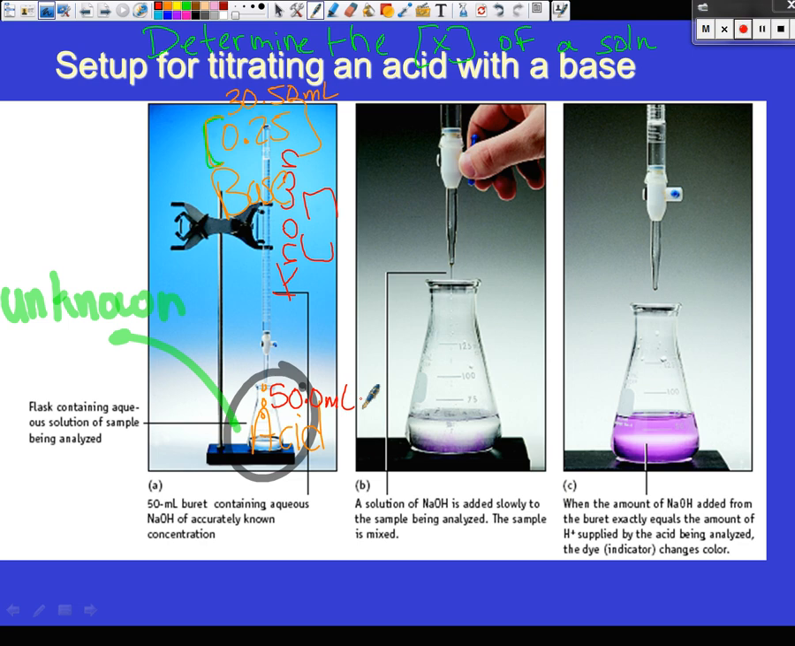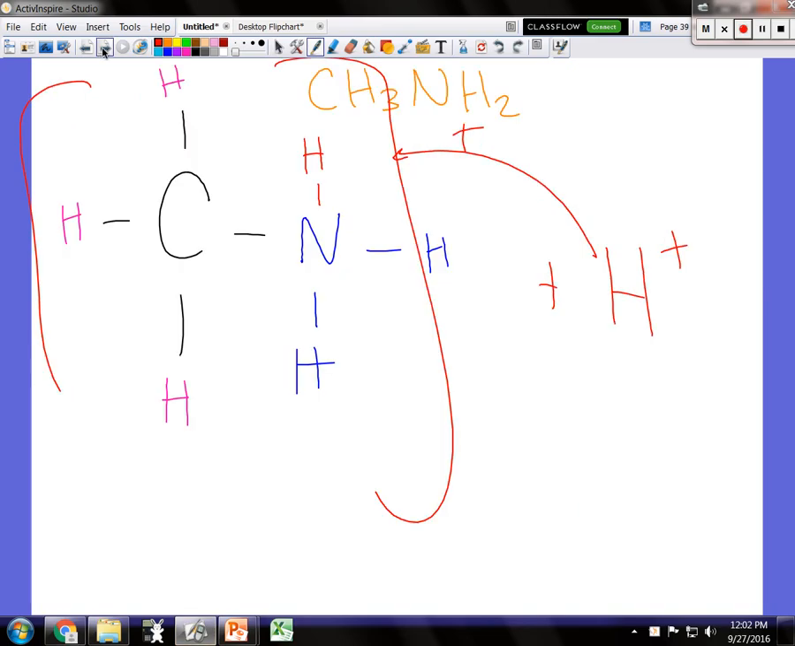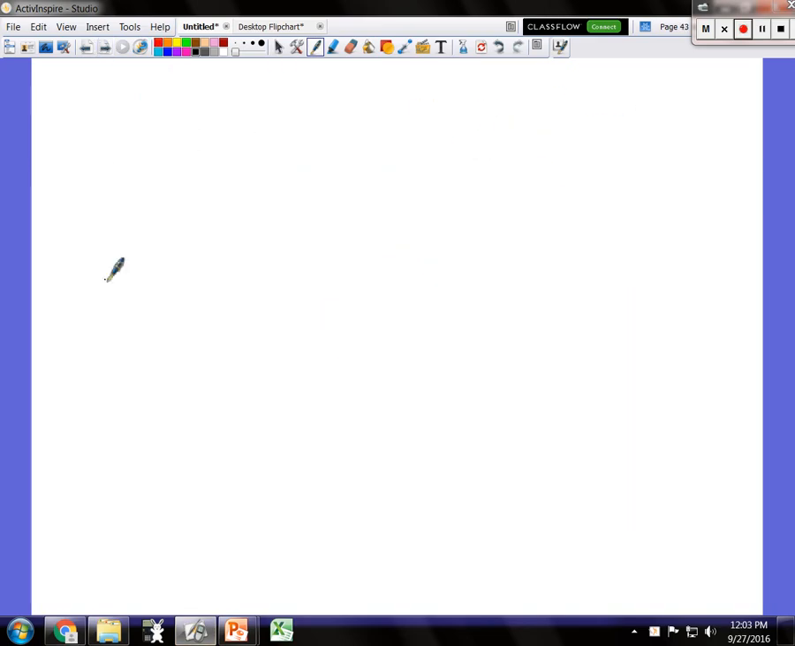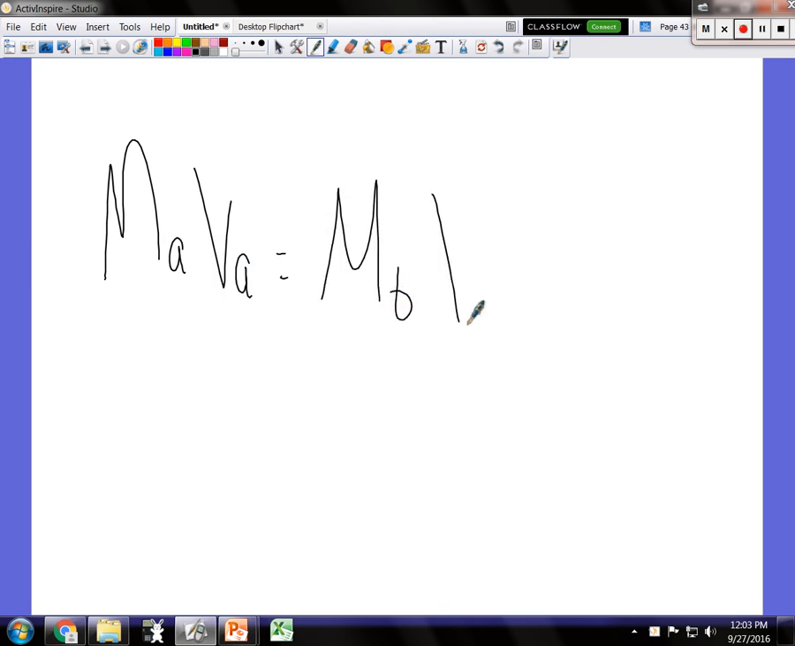Very good! Now, we don't necessarily want to use the ones. We can use something called MAVA equals MBVB. So, you've already seen this. You covered this in the video from Friday. Okay? Doesn't matter. Same thing. As long as it's on the same side.